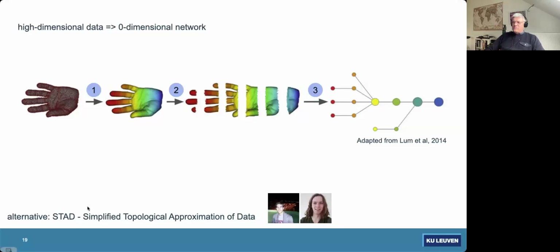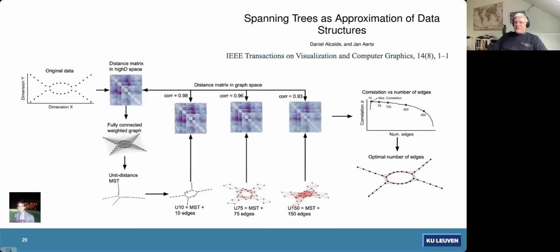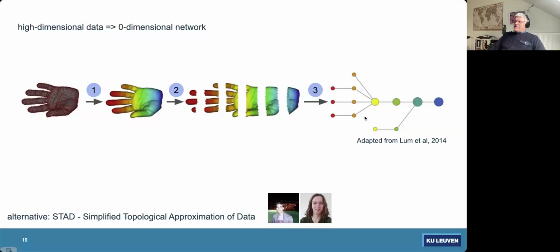So we also developed our own method called STAT, Simplified Topological Approximation of Data. I'll come back to that later as well. Actually, not later, now. Basically, our own method works a little bit differently. In Mapper, each node in the network is a cluster of data points. And there's a lot of different parameters you have to choose, like what is your lens? What direction do you look at? What's the bin size? What is the size of the overlap? What is your clustering algorithm? And so on and so on. And we want to actually get rid of as many of those parameters as possible.